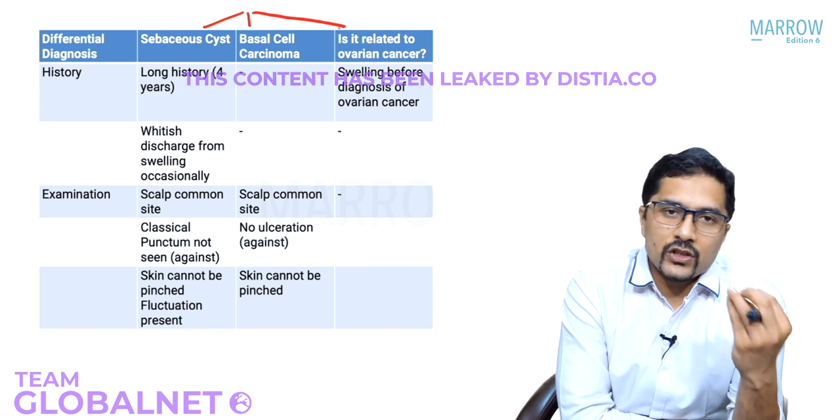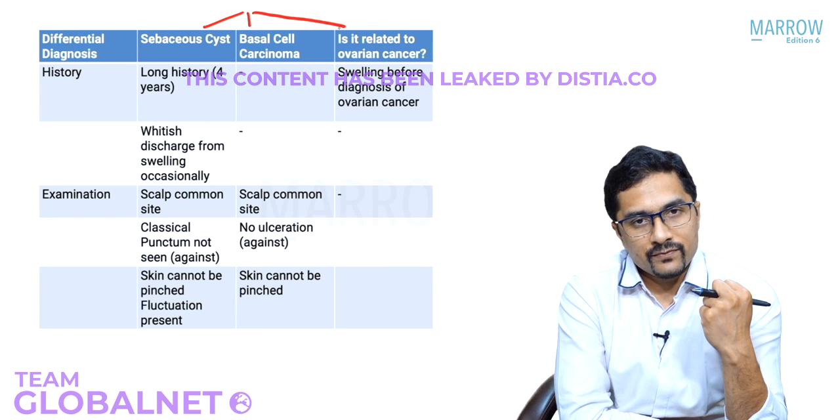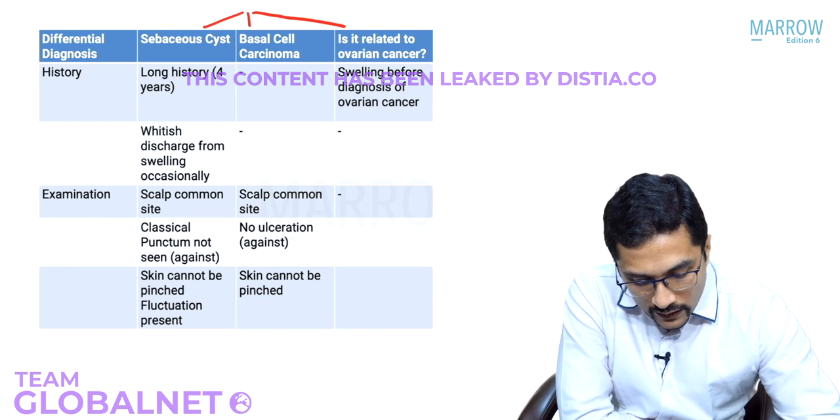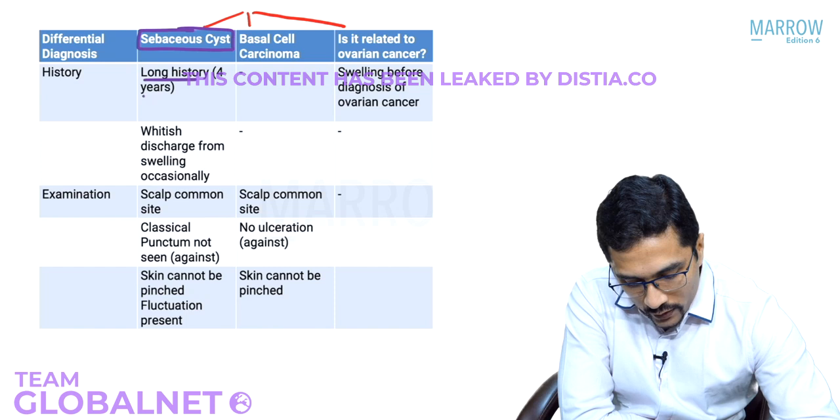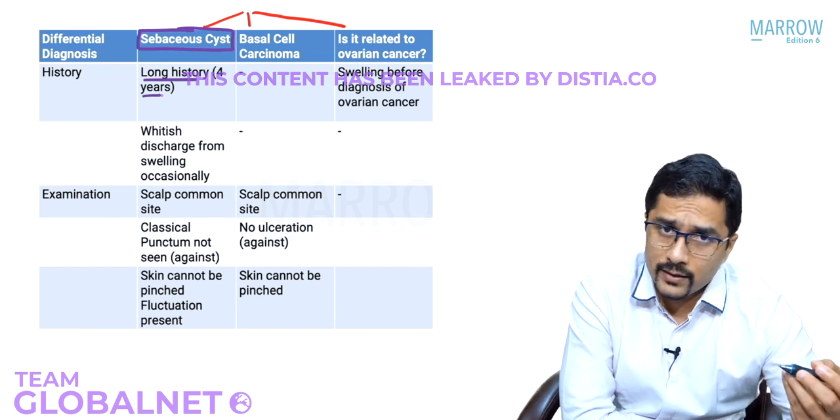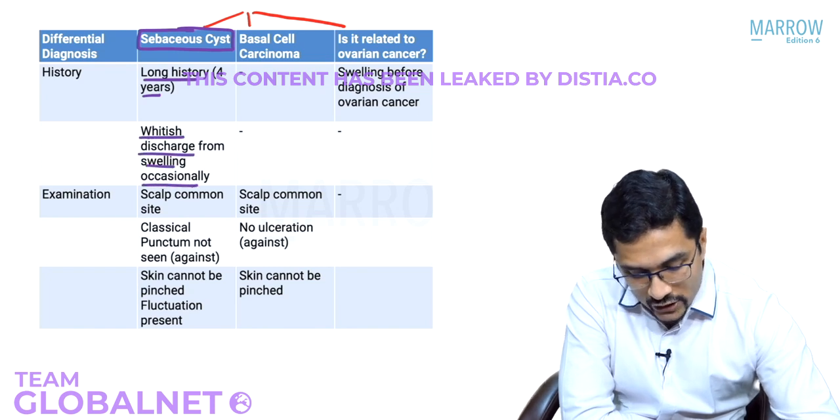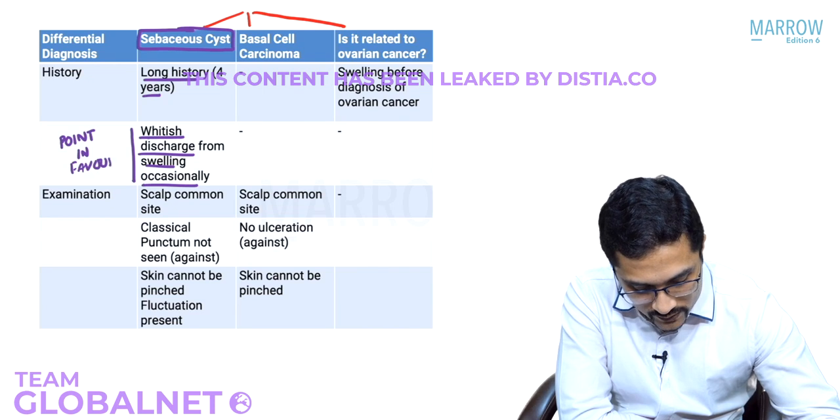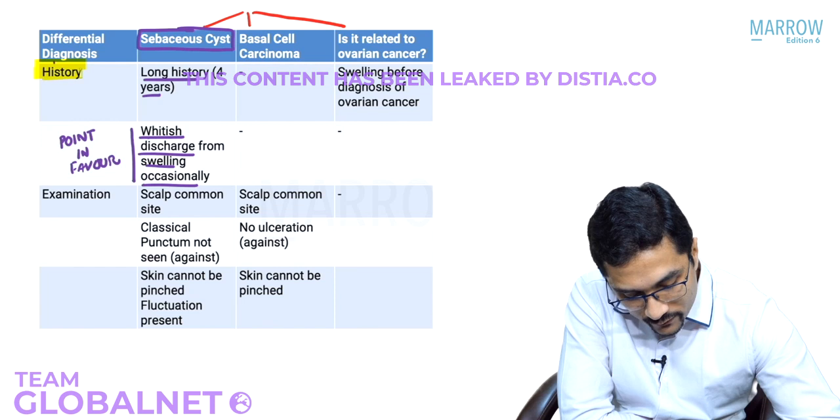And for every differential diagnosis, you have to say points in favor and points against, right? You have to say points in favor of that diagnosis, points against that diagnosis. Now, if you look at a sebaceous cyst, history, it is a 4-year-long history, can be there in a sebaceous cyst. A very important point in favor of a sebaceous cyst is whitish discharge coming from the swelling. So this is a strong point in favor of a sebaceous cyst. So these are the points in history for a sebaceous cyst.